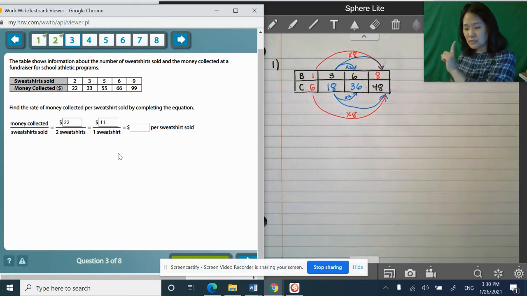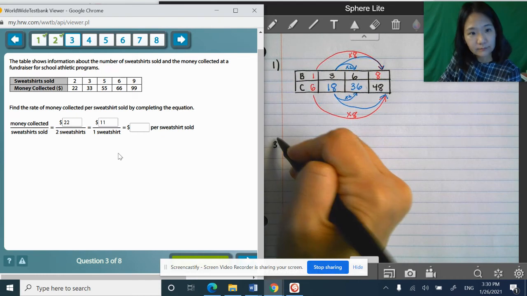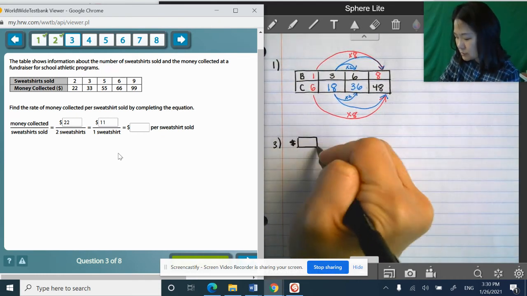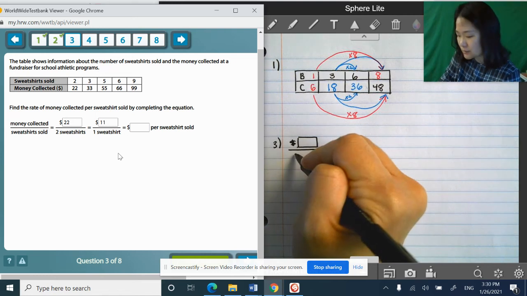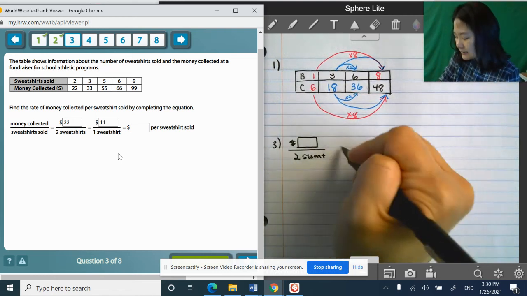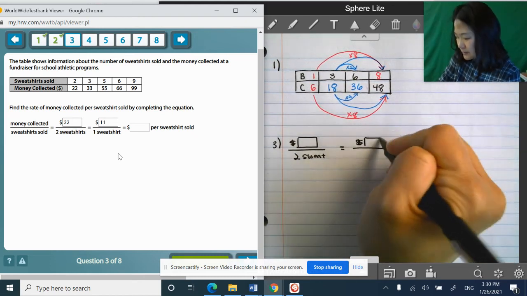Okay, now just in case you're not sure, why don't I actually write that here? So we had to find the blank. $22, which, you know, it happens to be $22. Just gonna write sweatshirts, okay? And then it says equals, and then another blank, one.